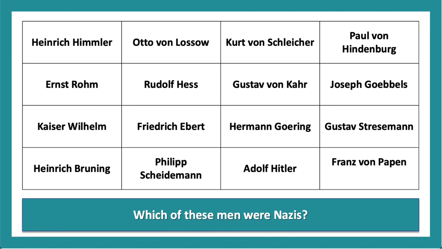Yeah. And then a final activity, it's just essentially pick out the Nazis out of this lineup of figures that we've encountered over the last several weeks. When we've looked at the end of the Weimar Republic and the rise of the Nazis, which of these people, these figures, were Nazis? Okay, so just see if you can spot them.